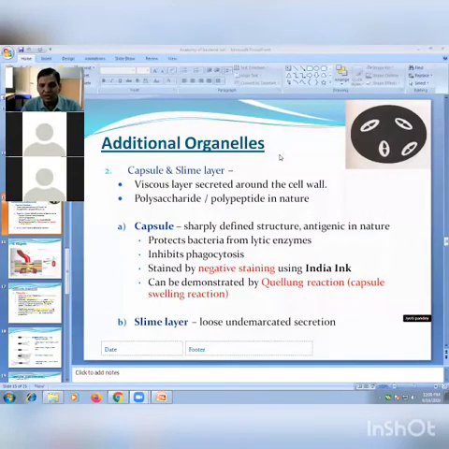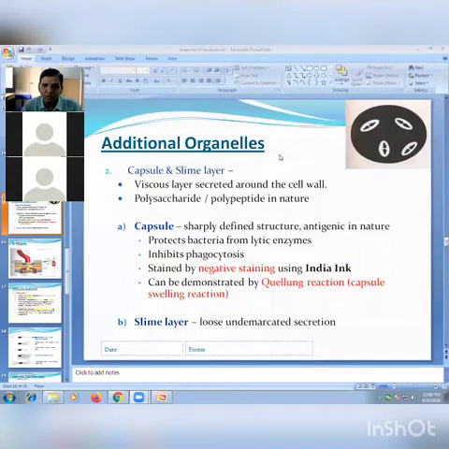It is stained by negative staining using India ink. For the demonstration of the capsule, we always depend on the negative staining method, in which India ink or 10% nigrosin is used. It can also be demonstrated by the Quellung reaction, the capsule swelling reaction. It is a serological reaction. By this way also we demonstrate the presence of the capsule.